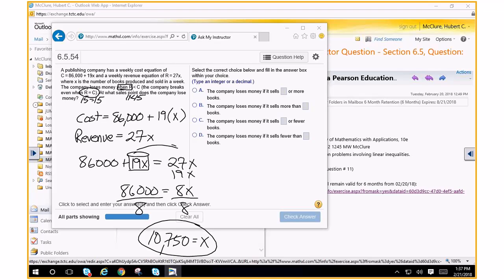Now, let's look at this. I'm going to take this and plug it back in the equations. These two equations right here. All right. What is 10,750 times 27? What does that come out to be?